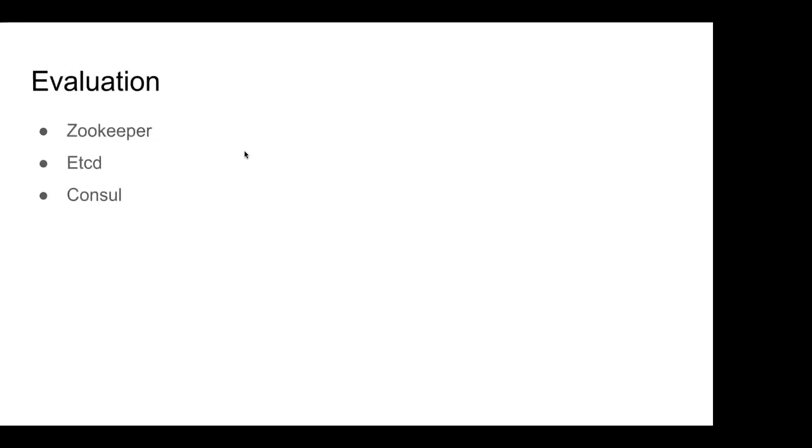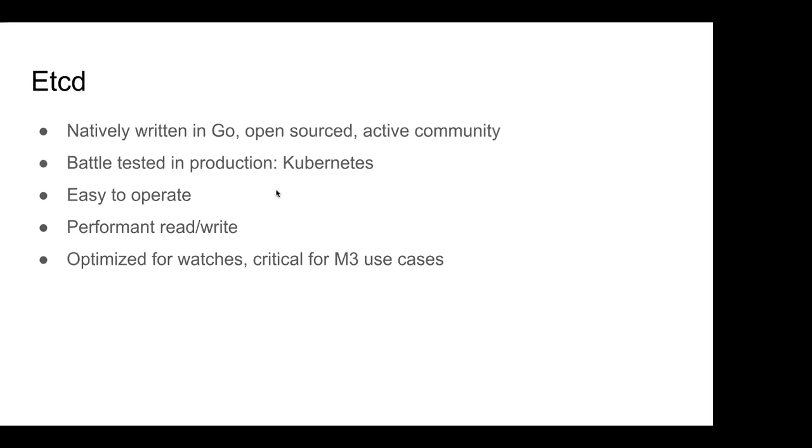Before we chose etcd, we evaluated quite a lot of different options, including Zookeeper, etcd, and Consul. But eventually we went with etcd. Everything in M3, all of Uber's metric system, is written in Go. And since we want it open sourced, etcd fits perfectly. They have a very active community. A lot of our issues are responded to and answered quickly by the maintainers. We're really happy with that.